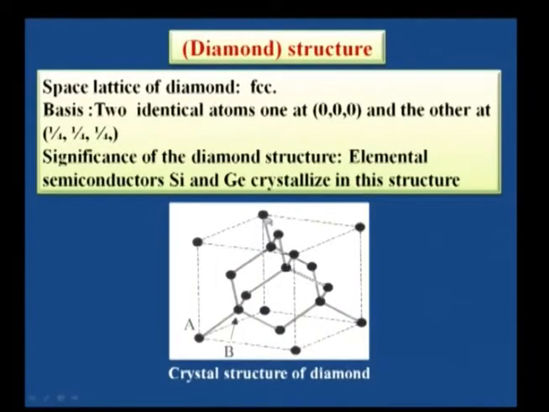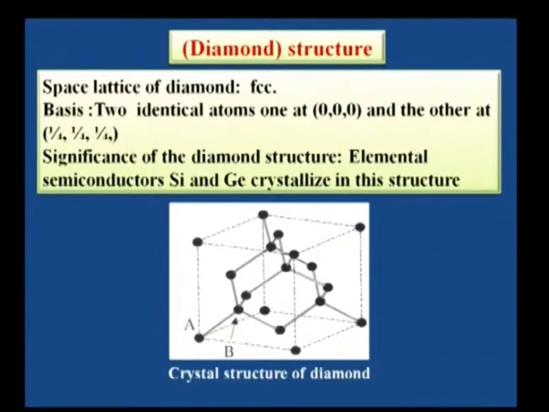Why is the diamond structure important? Because the elemental semiconductors like silicon and germanium, both of them crystallize in the so-called diamond structure. Now, diamond as well as graphite, they all have only carbon atoms. You find carbon atoms here, all dark circles, they refer to carbon atoms.